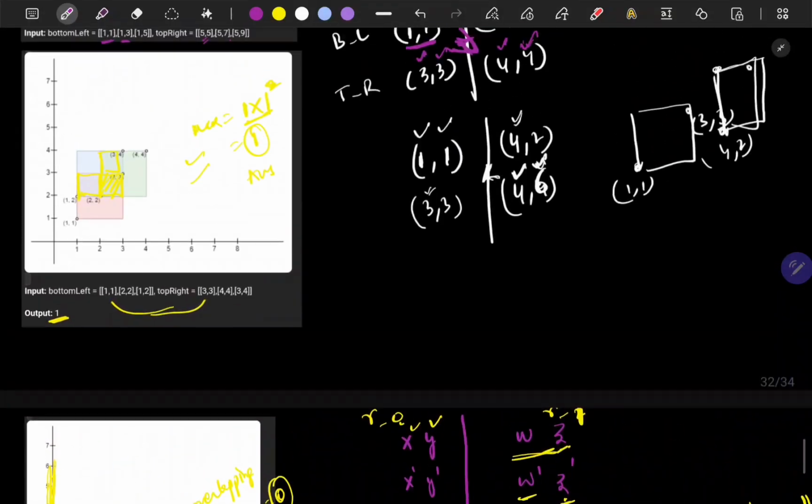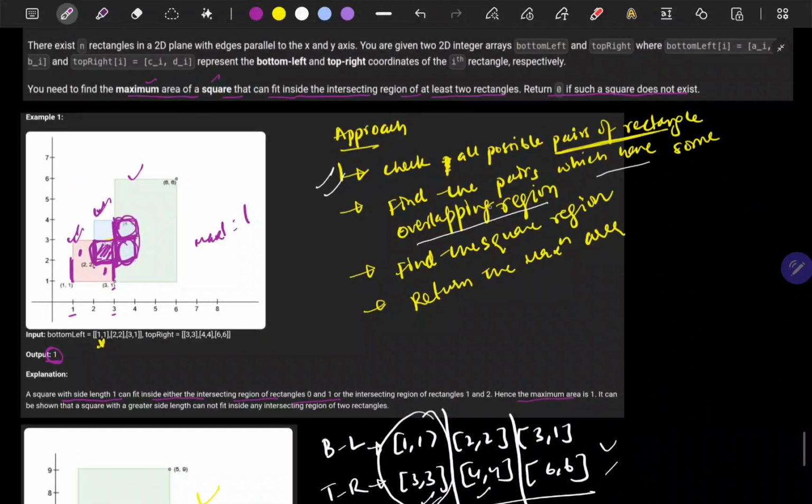The main focus should be to find the pairs which have some overlapping region. If there is no overlapping region, we don't care about that. If we find an overlapping region, then we find the height and width, then we find the square region. The square side will be the minimum of height and width, and then we can return the side squared.